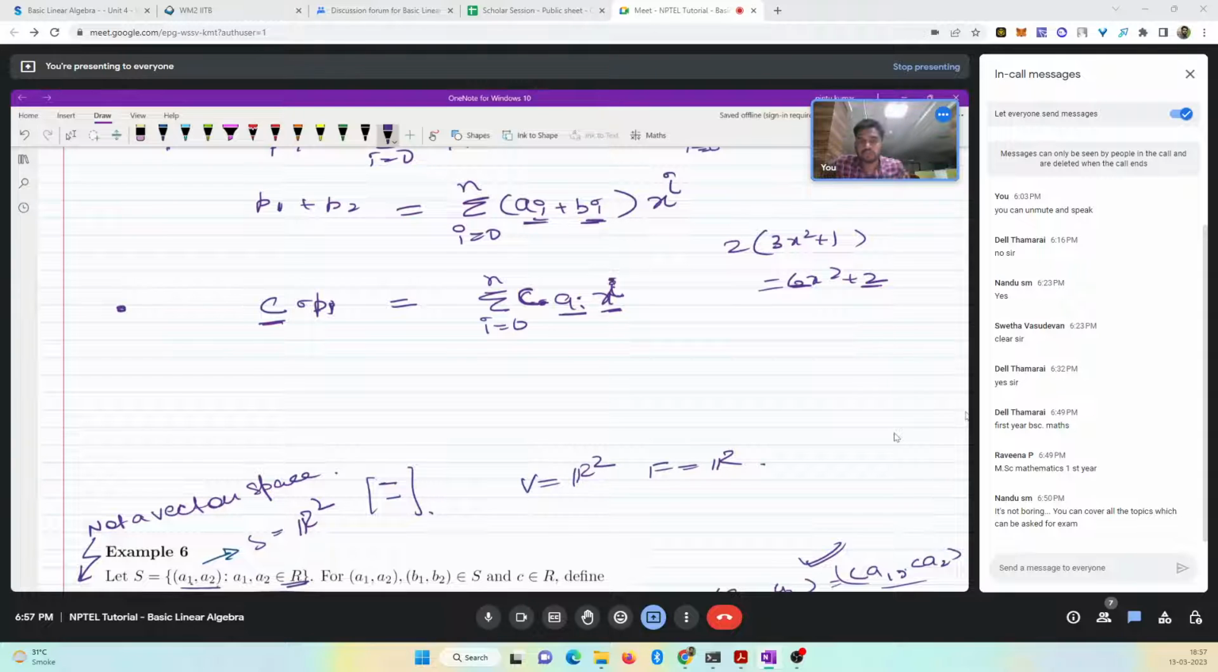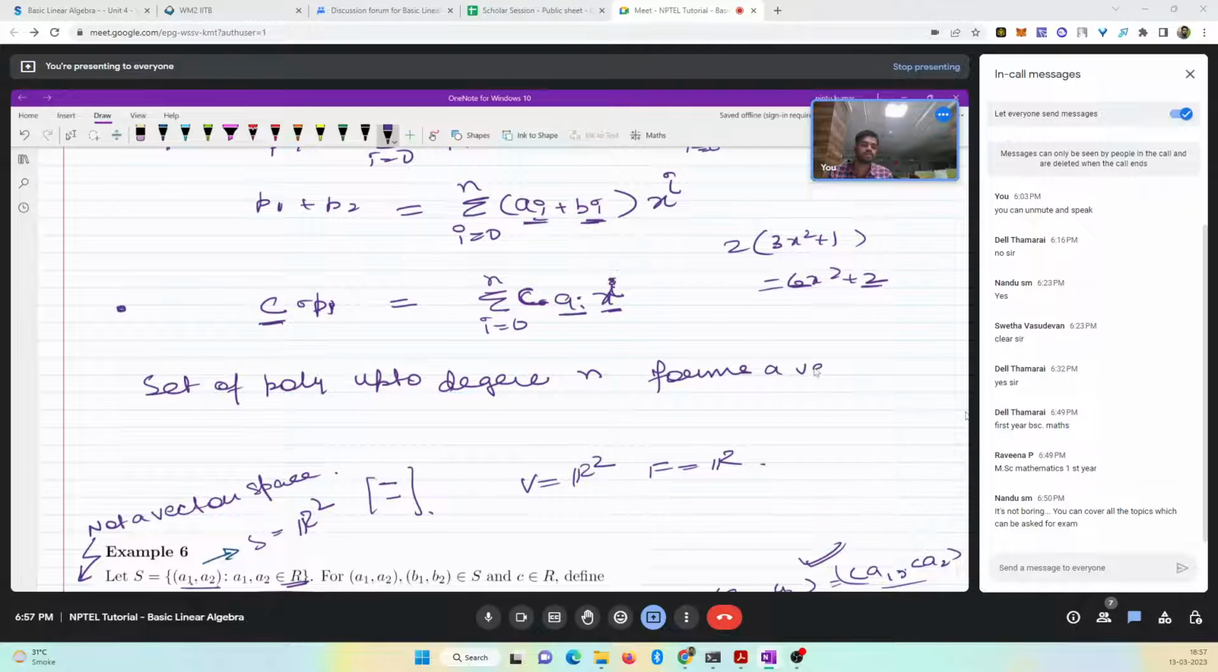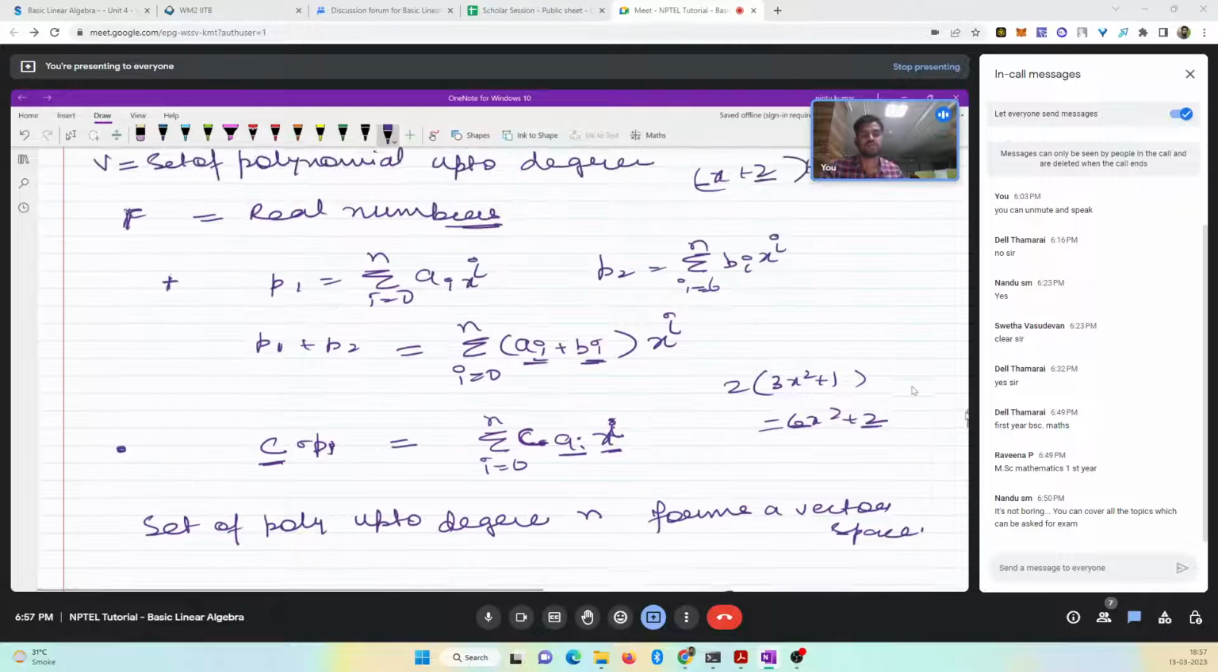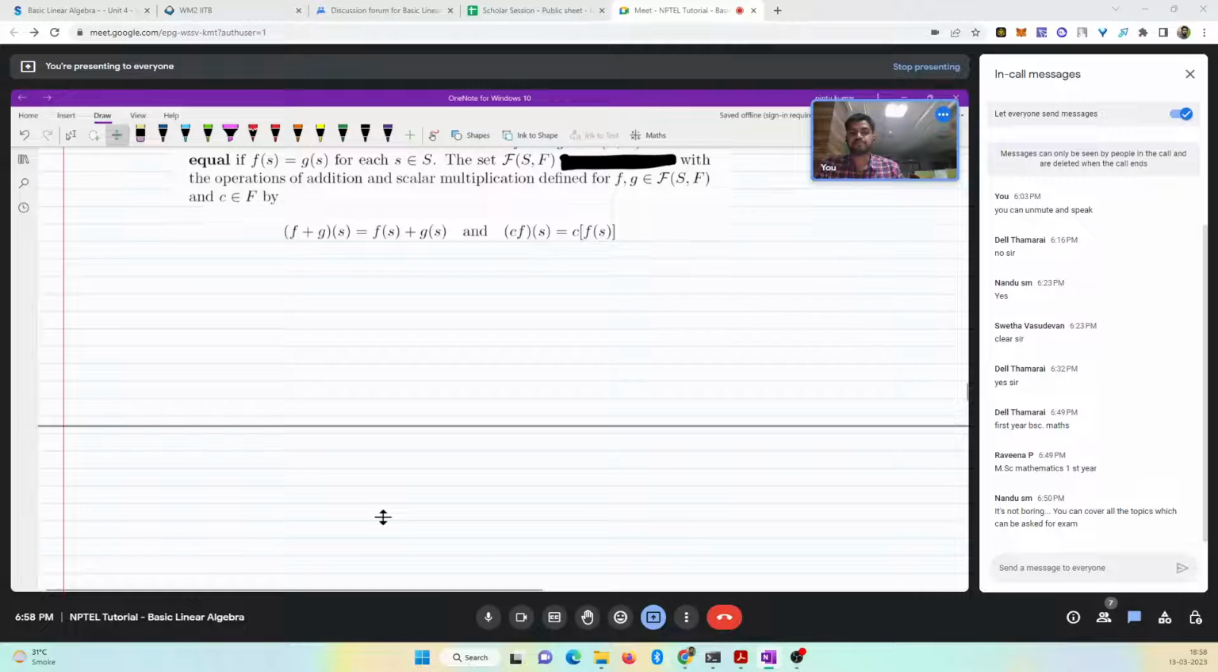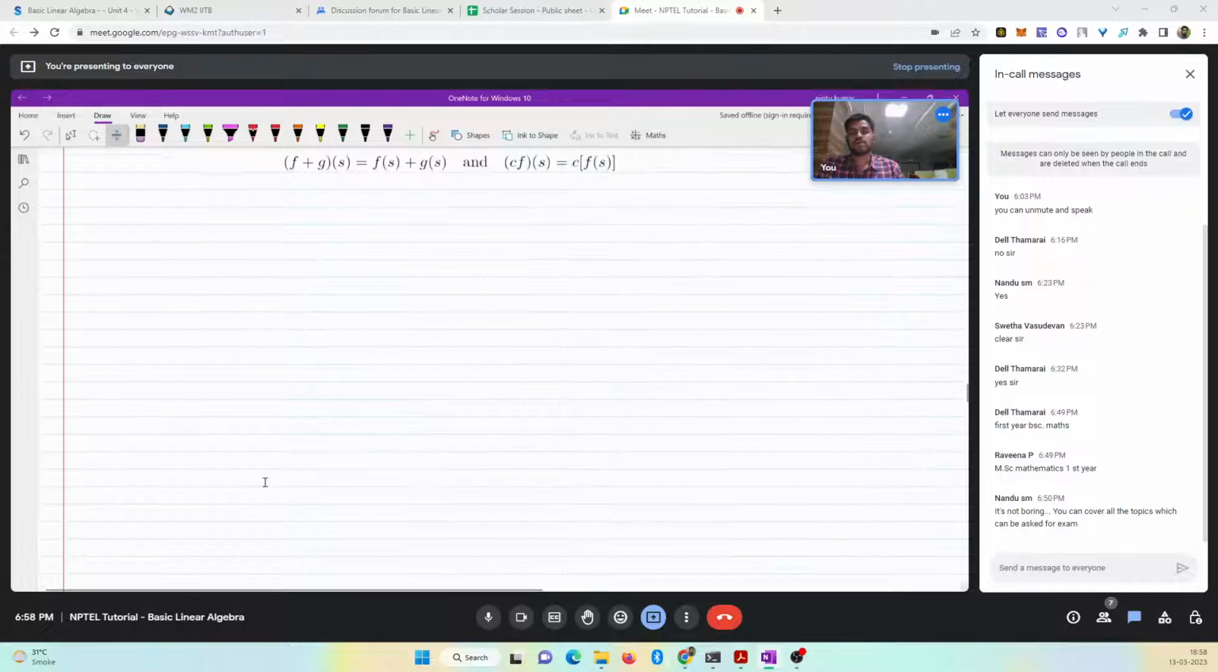Now, whatever I mentioned over here, this set of polynomials up to degree n forms a vector space. And this is an important vector space. You will be using it almost everywhere. Whatever concept you learn, you can apply it over there. Now we come to another sort of non-trivial example.